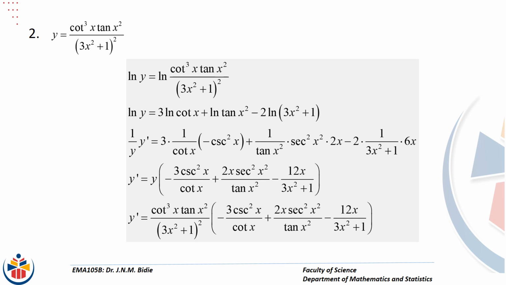multiplied by the derivative of x squared, which is 2x, minus 2 times the derivative of ln of 3x squared plus 1, which is 1 over 3x squared plus 1, multiplied by the derivative of the argument of ln, which is 6x. Simplify, take y from the left to the right hand side, and then you substitute the expression for y on the right hand side in your final answer. Please check my signs and my simplification to see if everything is correct.